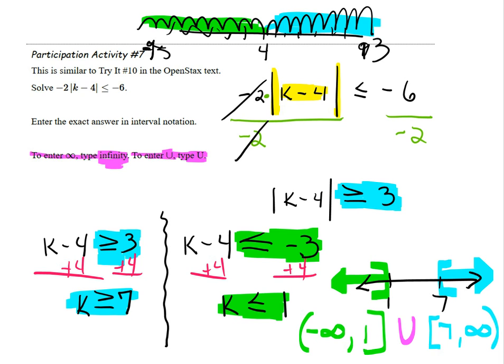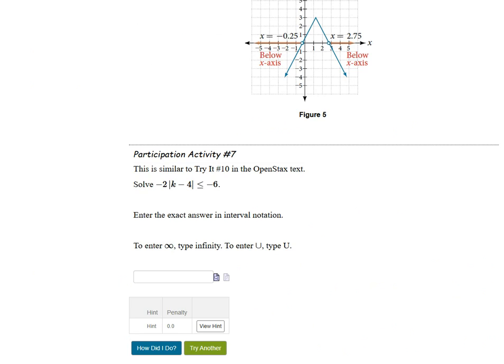All right, so let's jump back to Mobius. And this is going to be negative infinity, comma 1 bracket. And then a capital U, and then bracket 7, comma INFINITY. And if I haven't said it before, infinities always get parentheses because technically we never get to infinity.